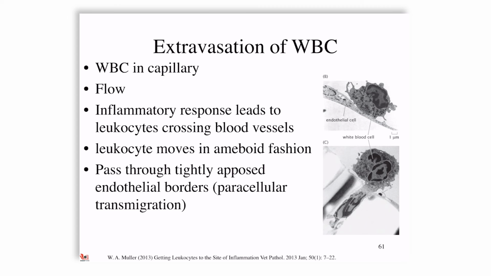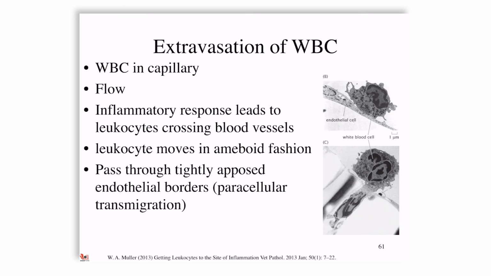They move in an amoeboid fashion, like amoeba, and pass through the endothelial borders in something called paracellular transmigration. It's a big word, but what it implies is that, think about it like this, the blood vessels have to be made of cells that make tight junctions between them, the walls of the blood vessels, because otherwise the blood will leak. So, obviously, for the process of blood flow to be intact, blood vessel junctions have to be tight, the cells.